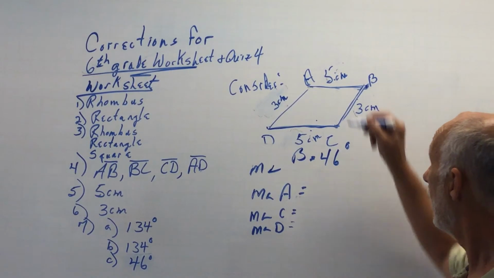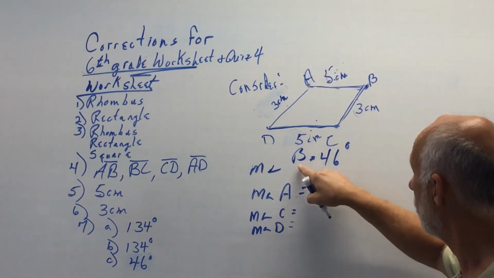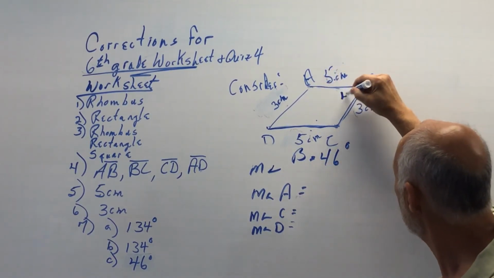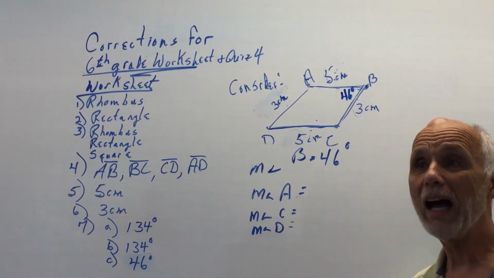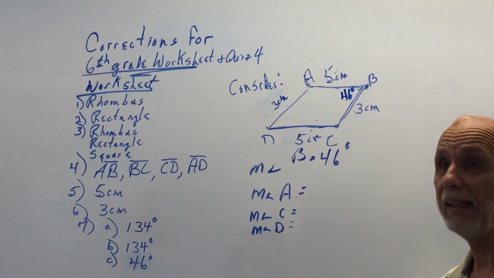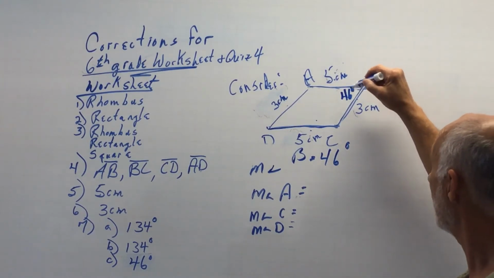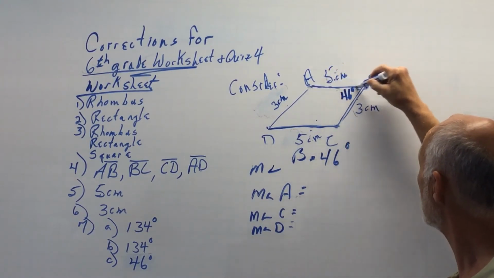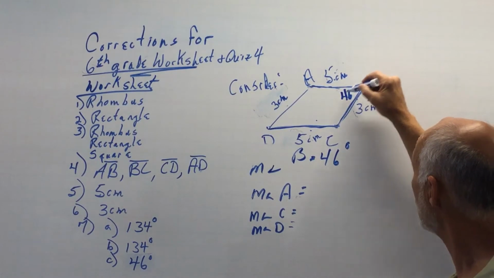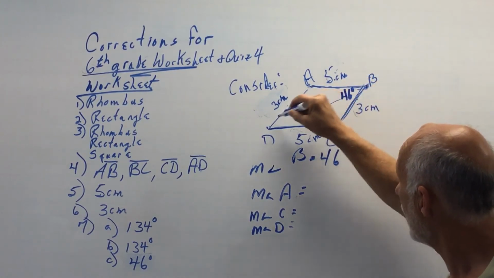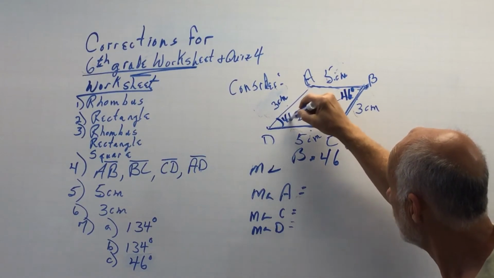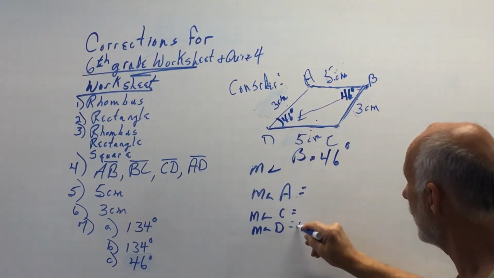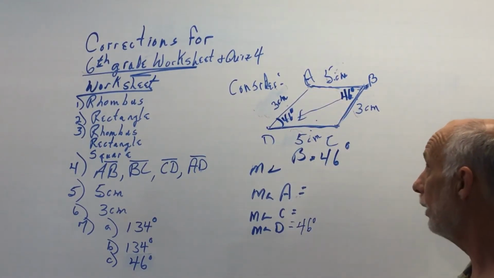Now again, to understand, if the measure of angle B equals 46, all right, I need to know what's opposite that. And again, the opposite angle is the one that doesn't have anything to do with this angle. And the angle that's opposite that would be angle D. And if this is 46, this is 46, because opposite angles are congruent.